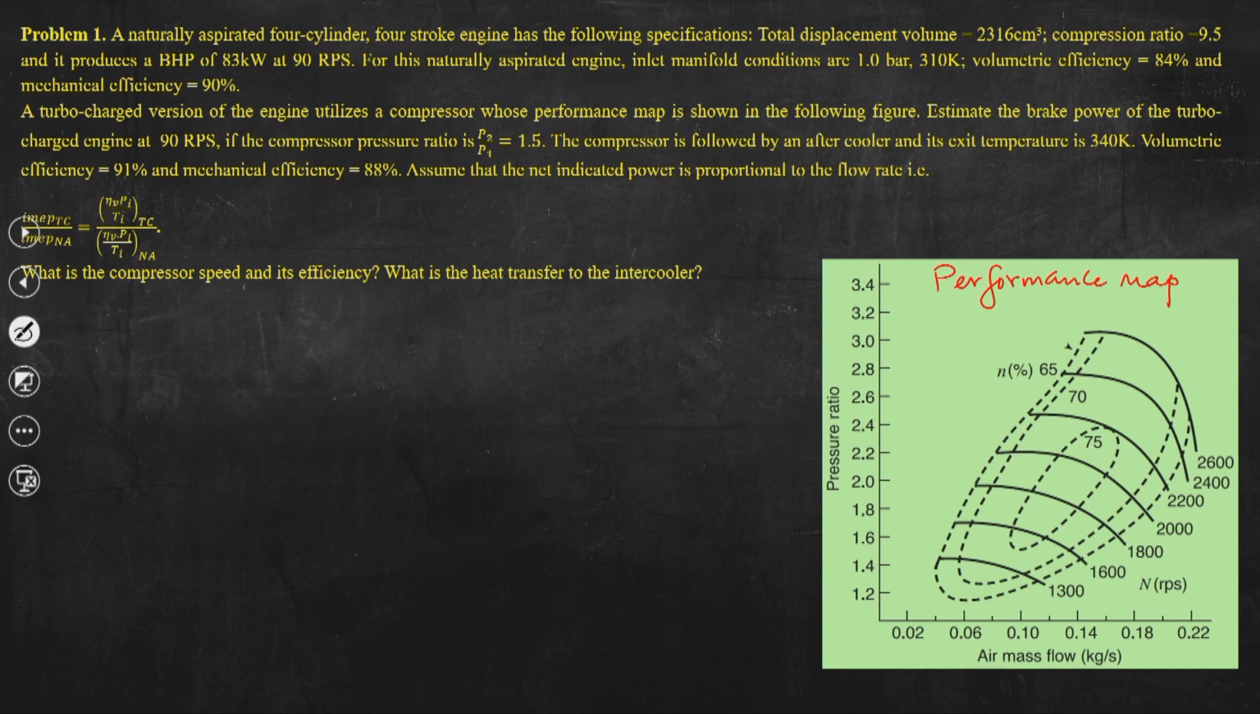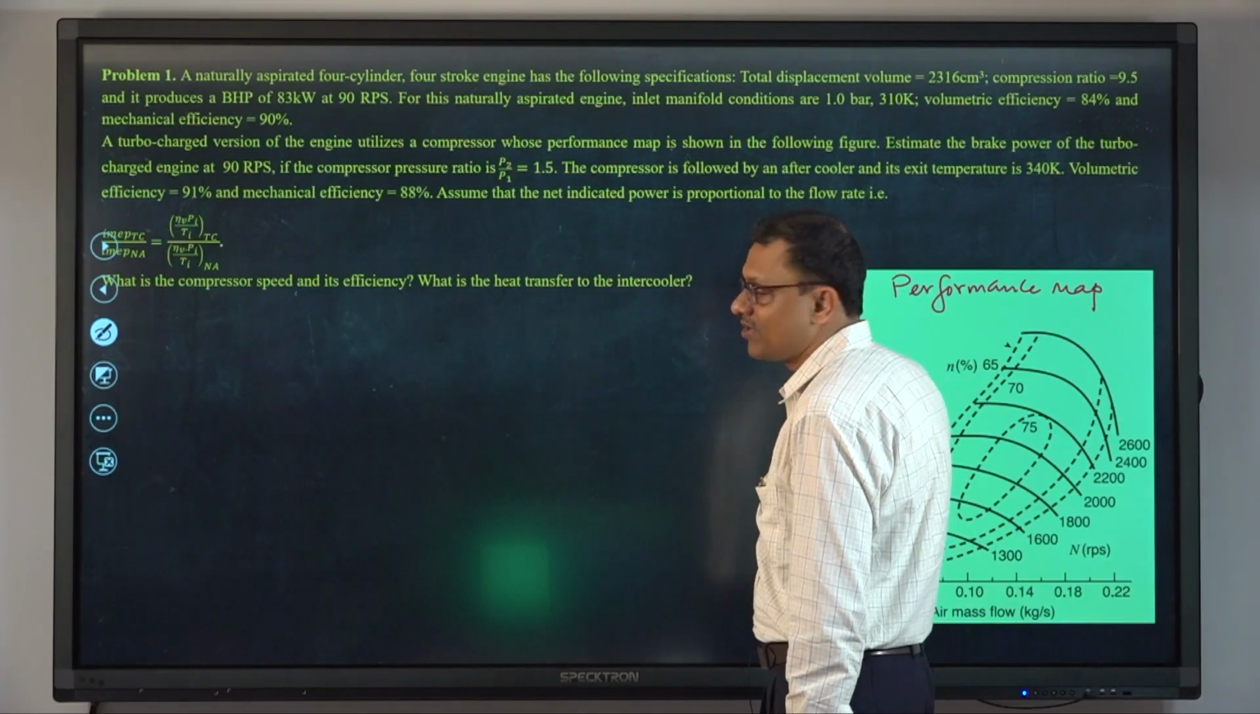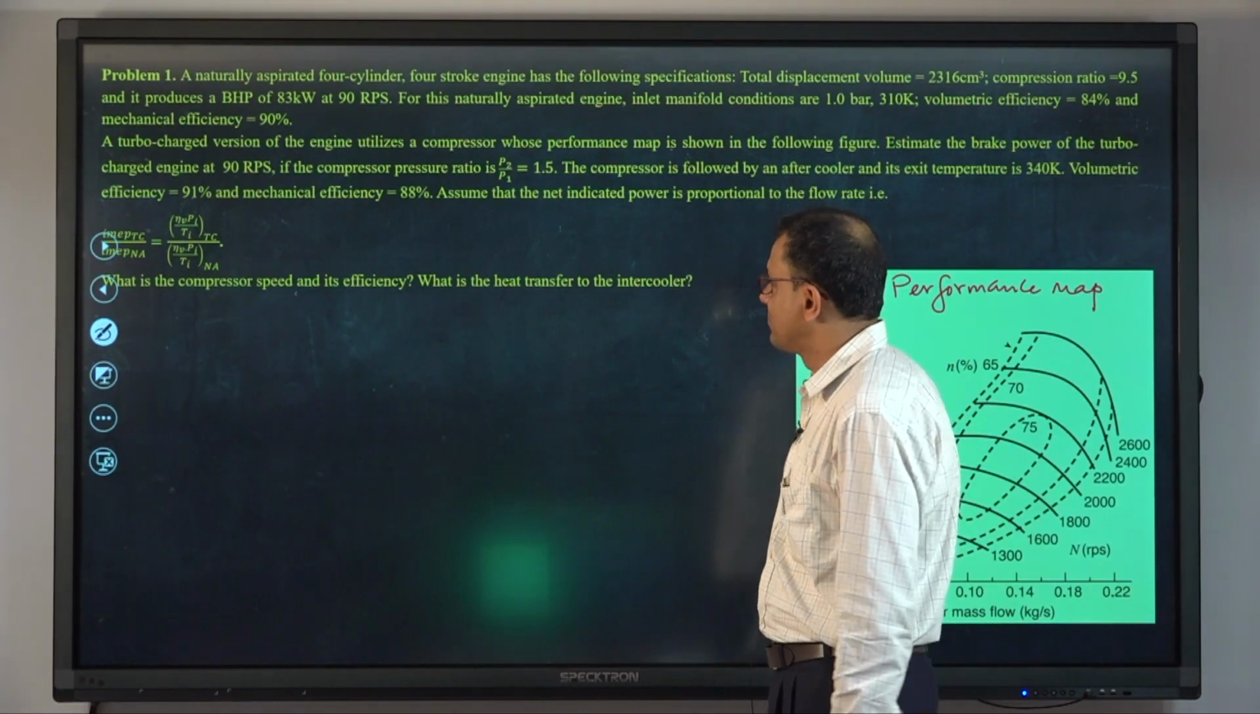A naturally aspirated 4-cylinder 4-stroke engine has the following specification. So, engine is a 4-stroke cycle engine and 4-cylinder. Total displacement volume is 2316 centimeter cube. Compression ratio is given 9.5 and it produces a BHP of 83 kilowatt at 90 RPS. So, when engine is rotating at 90 RPS, the brake horsepower produced by the engine is 83 kilowatt. Compression ratio is given 9.5 and the displacement volume is also given 2316 centimeter cube, fine.